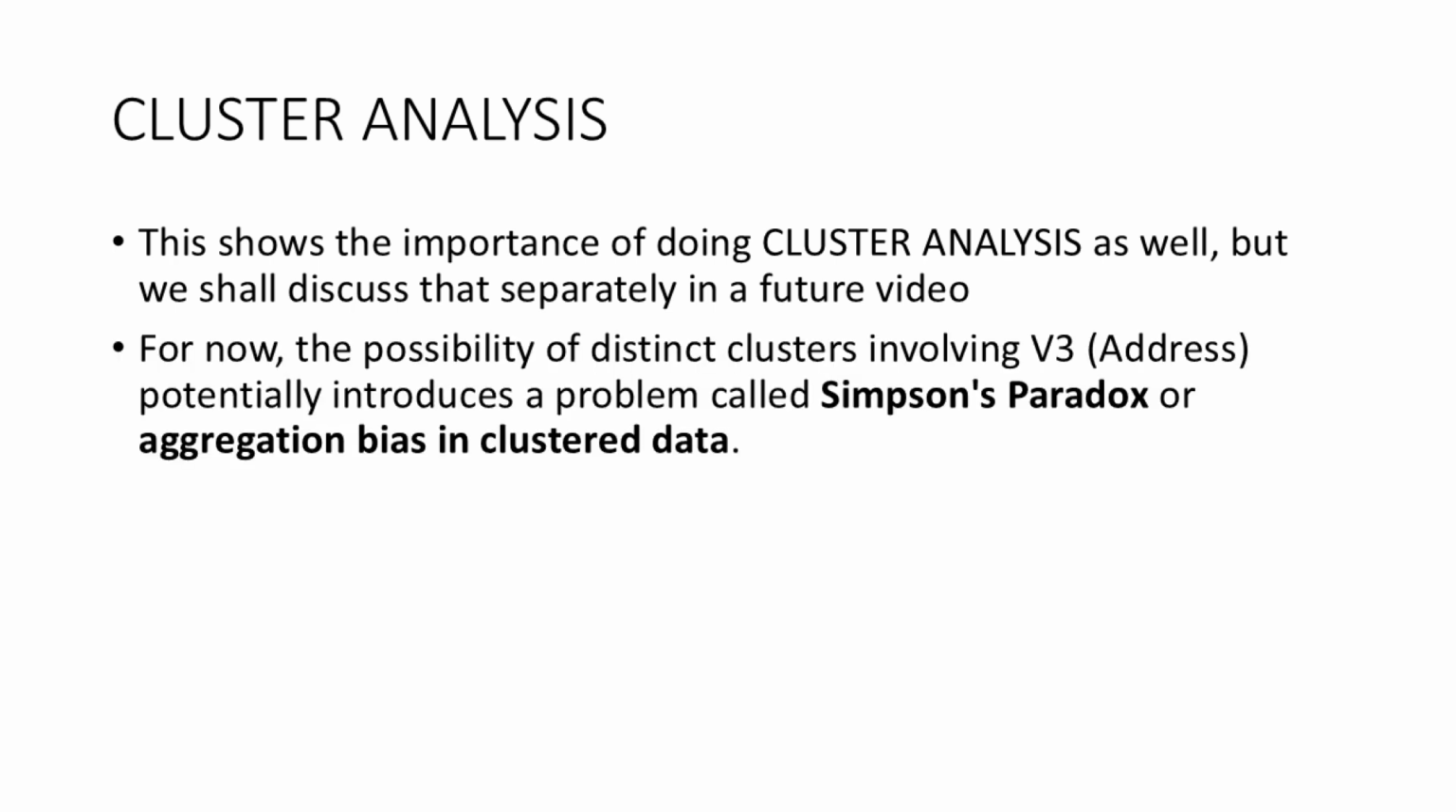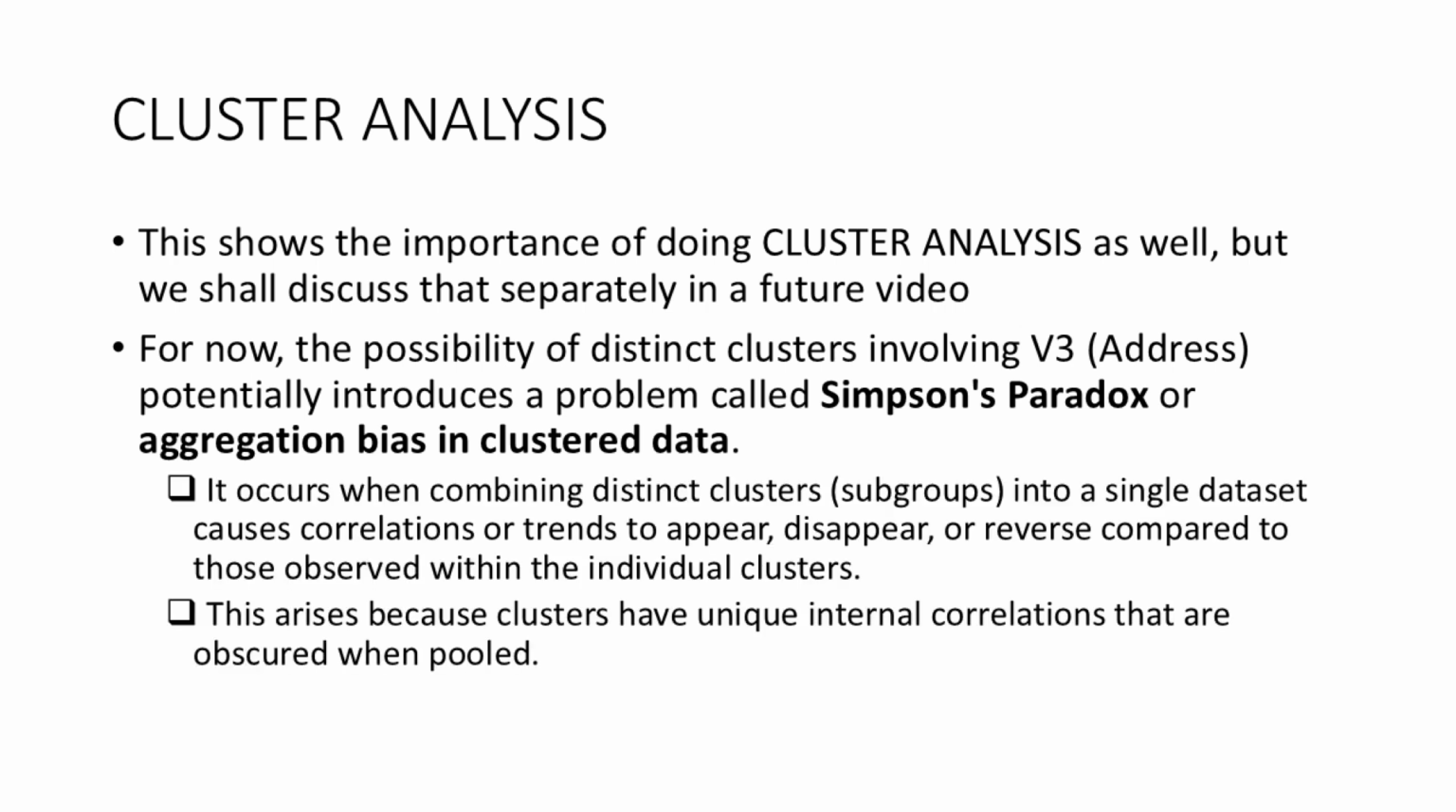For now, the possibility of distinct clusters involving V3, or address, potentially introduces a problem called Simpson's paradox, or aggregation bias in cluster data. It occurs when combining distinct clusters or subgroups into a single dataset, which causes correlations or trends to appear, disappear, or reverse compared to those observed within the individual clusters. This arises because clusters have unique internal correlations that are obscured when pooled.